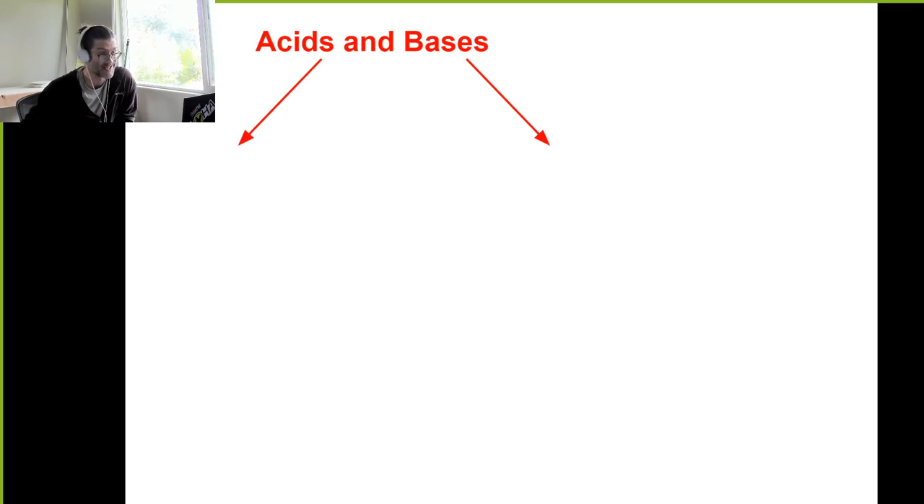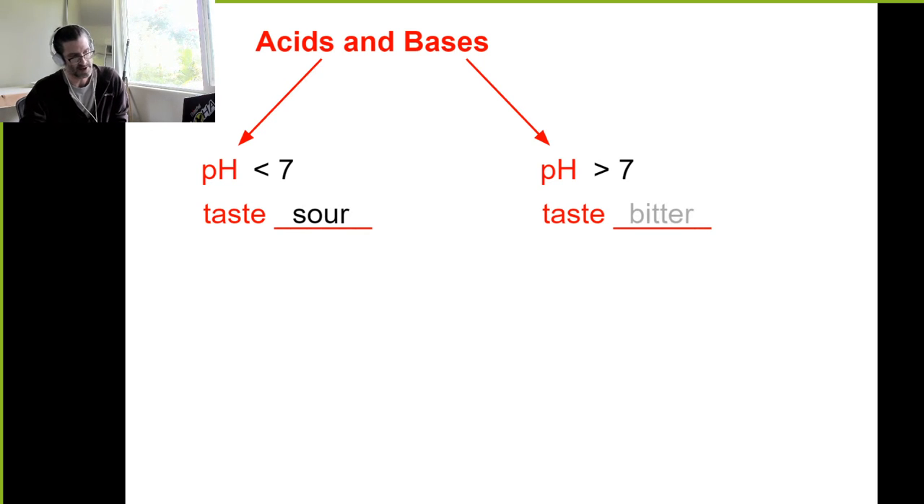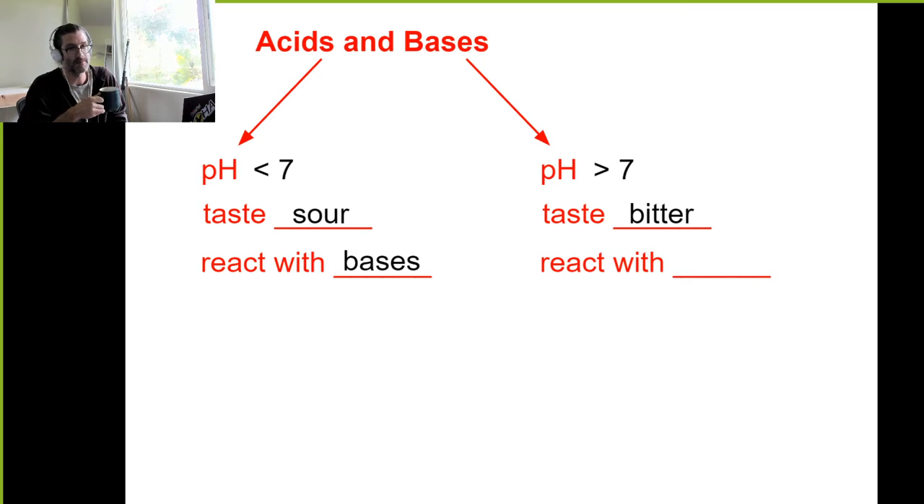What we're actually dealing with though are acids and bases. Acids have a pH that's less than 7. Bases have a pH that's greater than 7, which means that something that's exactly 7 is neutral or balanced. It's pH balanced. Taste. Acids taste sour, or delicious, as I like to call it. And bases taste bitter, or delicious, as I like to call it. Acids react with bases, and bases react with acids. They sure do.